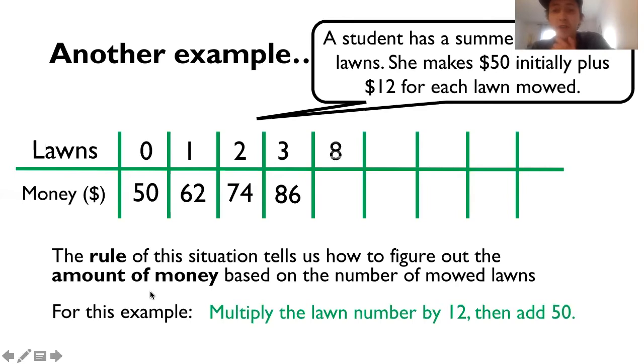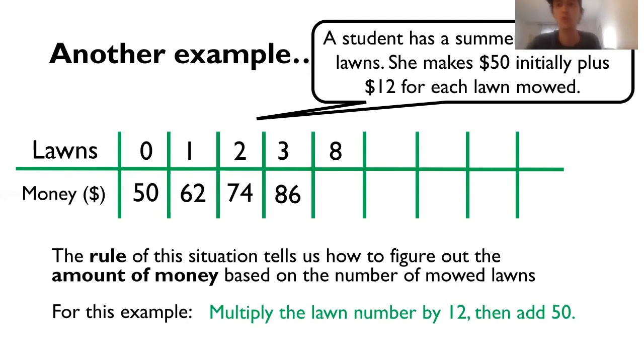Well, the common difference, as you know, is going to be plus 12. We're going up by 12 every time. And what I want you to do now is jump ahead. I'm not going to do 3, 4, 5, 6, 7, or 8, or I am doing 8. Let's jump right to 8. If she mows 8 lawns, how much money is she going to make?